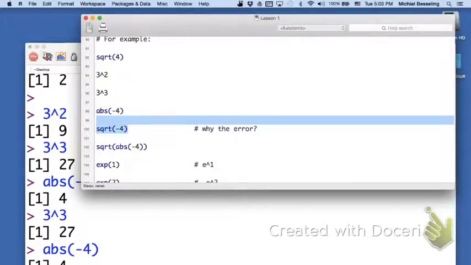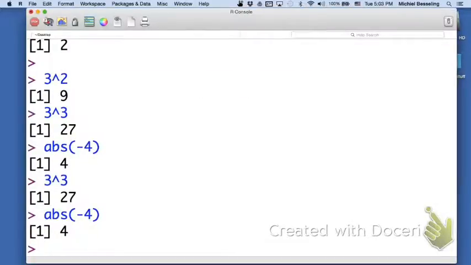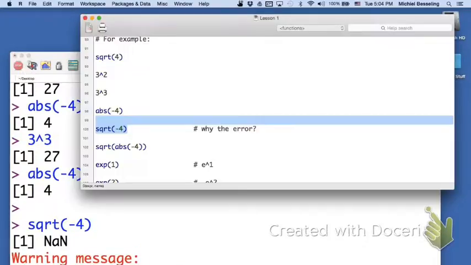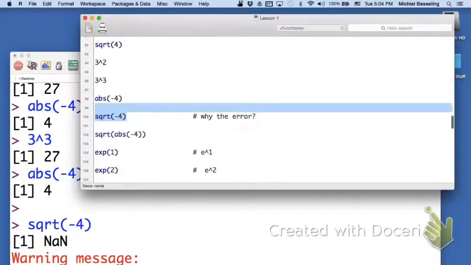How about the square root of -4? Square root of -4 is, warning, NaNs produced. That's going to stand for not a number. Why? Because what's the square root of -4? What times what equals a negative number? It's an imaginary number. R just deals with real numbers. We're not going into math magic land, into complex numbers.